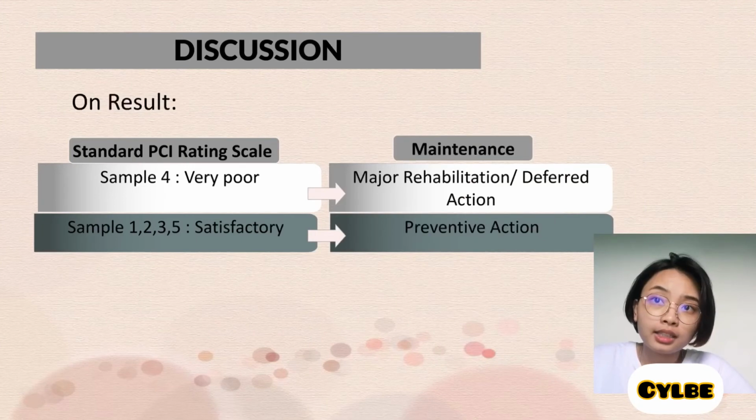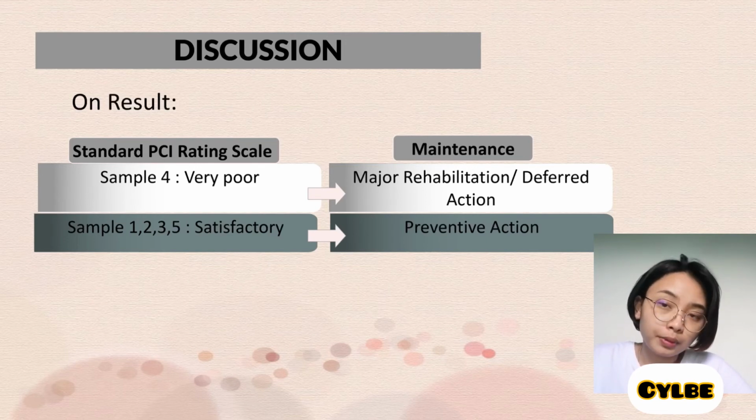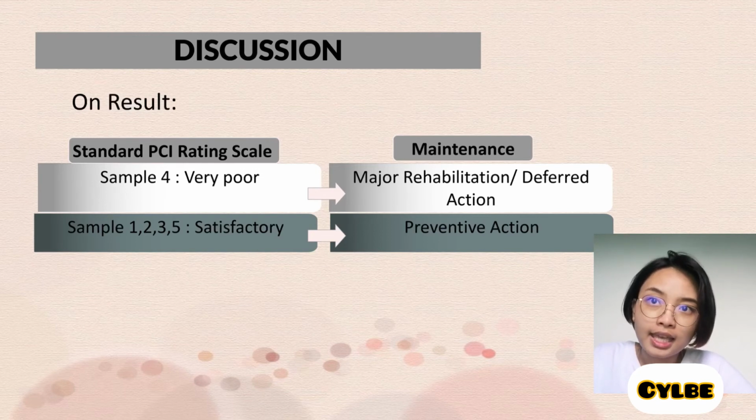We have obtained the data analysis of our chosen road, so based on it, the discussion on the result we got is that sample number 4 is very poor based on the standard PCI rating, and it needs major rehabilitation or deferred action. Although sample 4 is very poor, our samples 1, 2, 3, and 5 are in the satisfactory rating scale of PCI, and the maintenance activity that needs to be done is preventive maintenance.